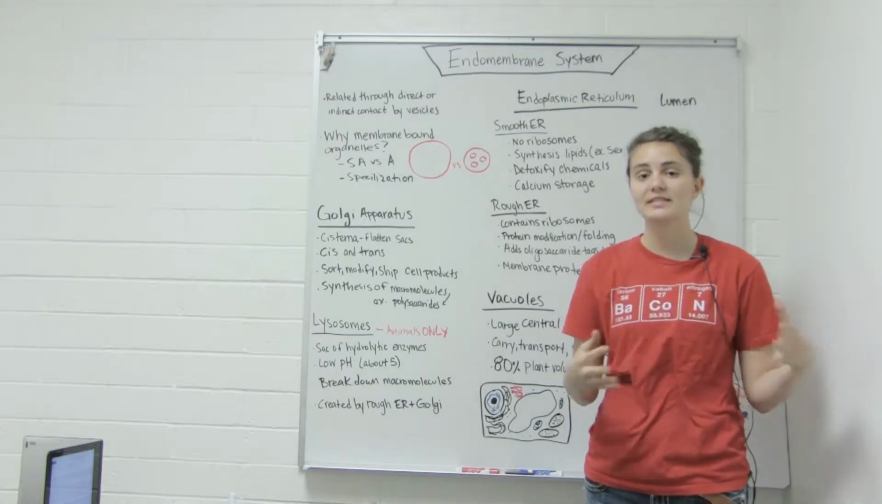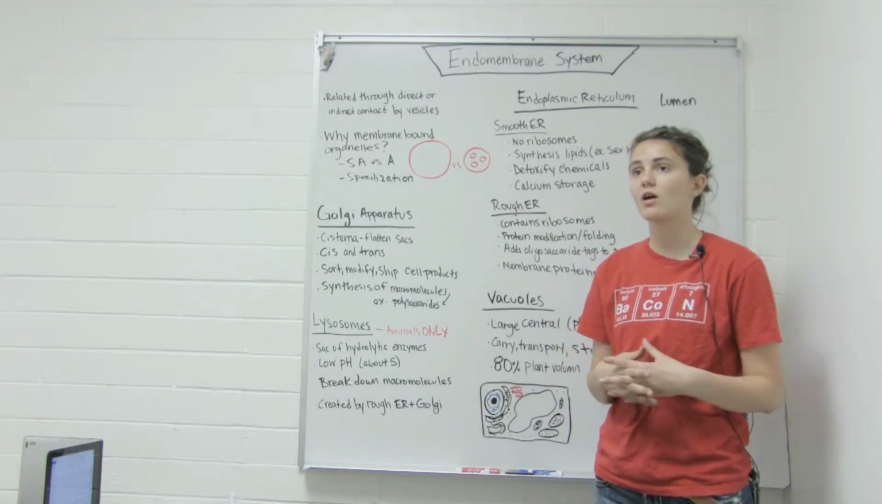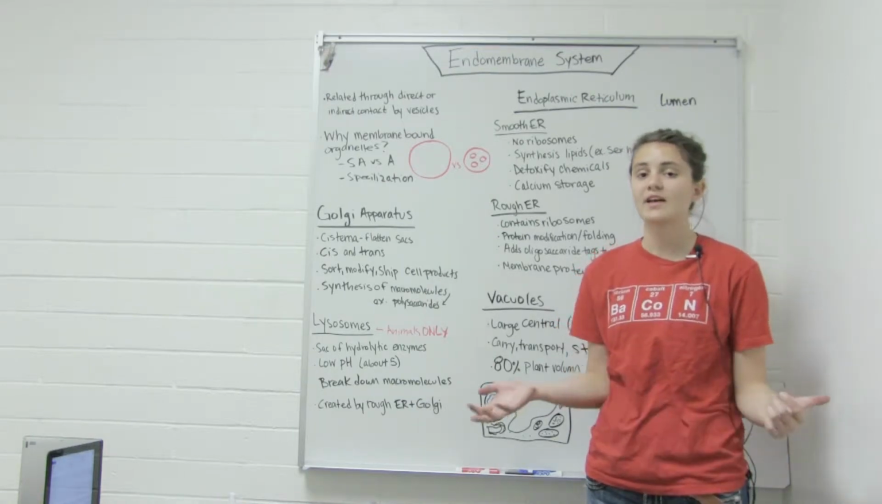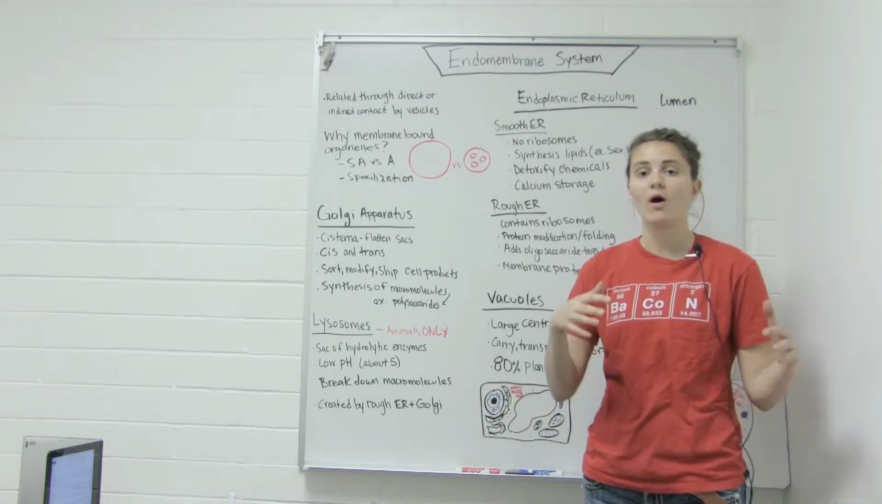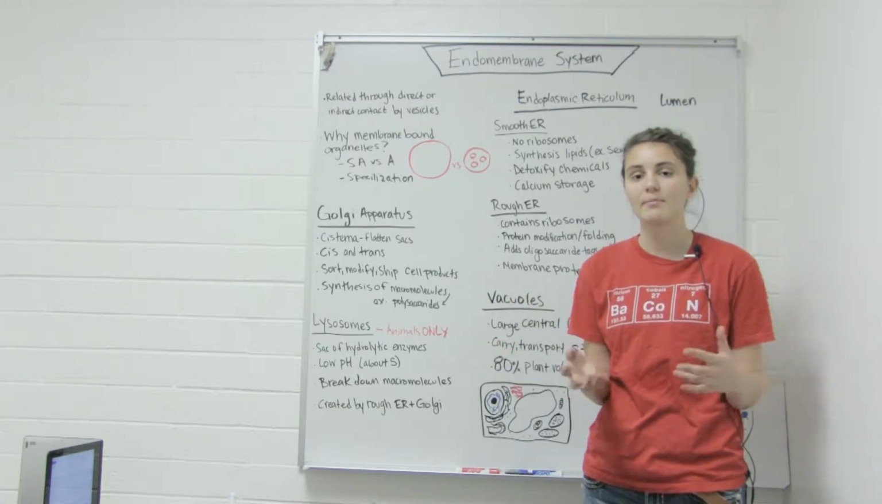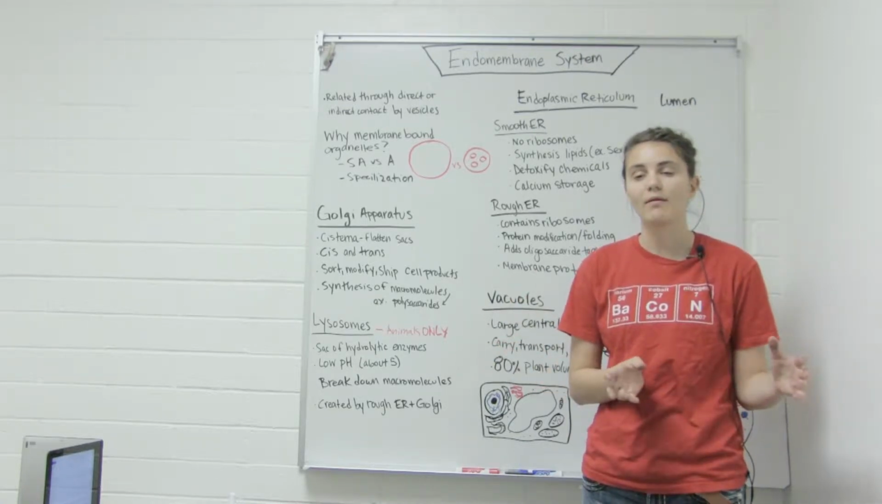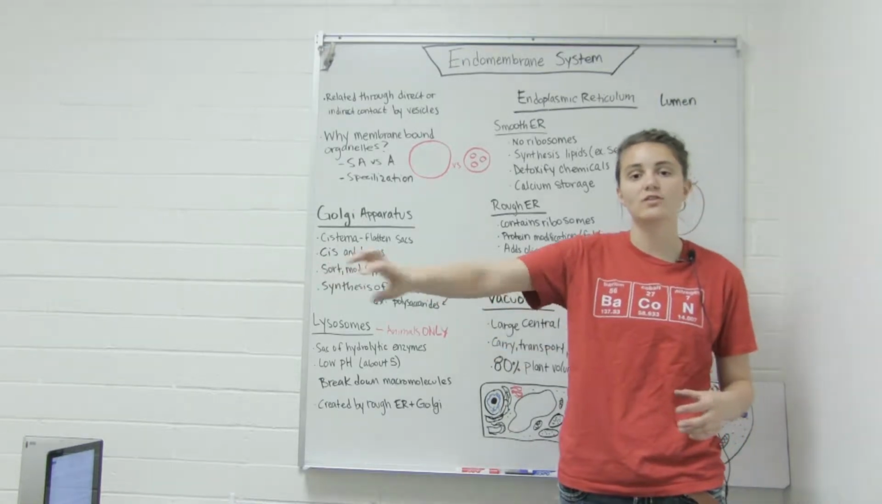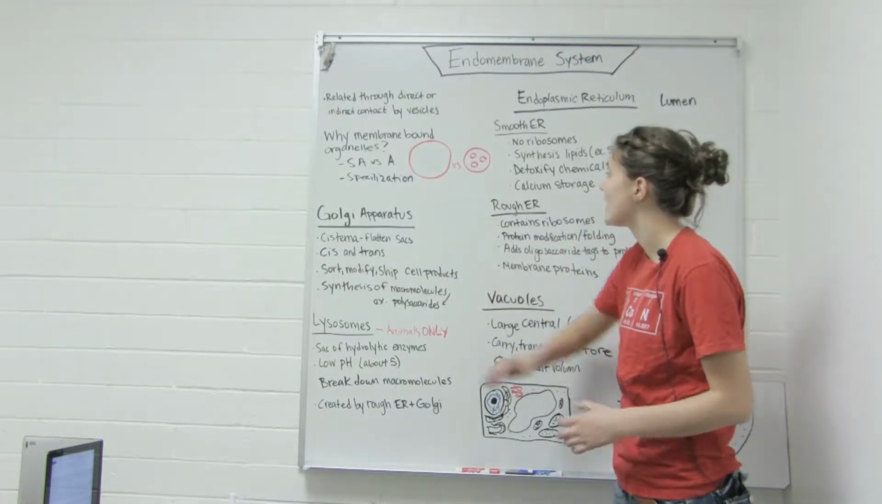The endomembrane system consists of organelles that are related through direct or indirect contact via vesicles. So they all have phospholipid membranes that can bud off vesicles, and then those vesicles can go attach onto different organelles in it.